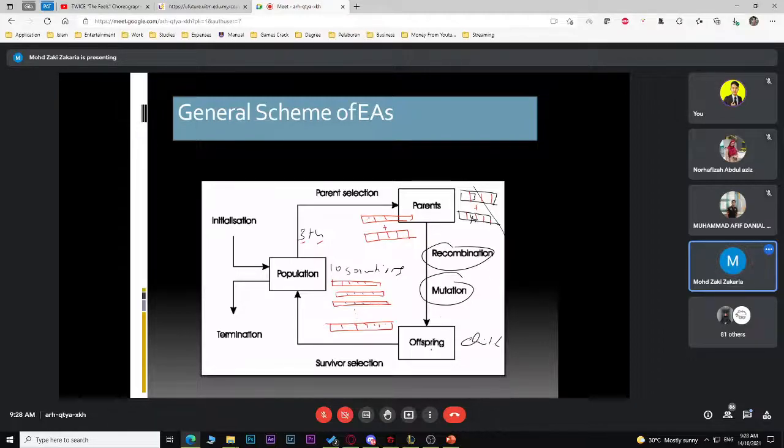For example, 1 0 0 0 and 0 1 1 1. After crossover, maybe at point number 2, for example, we get 1 0 1 1, and the other one 0 1 0 0. This is what we call the offspring, or children. Clear? Let me repeat.